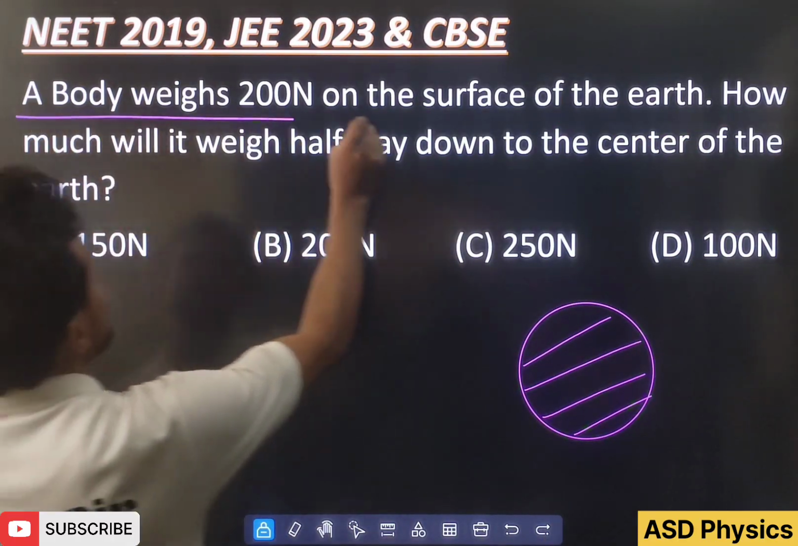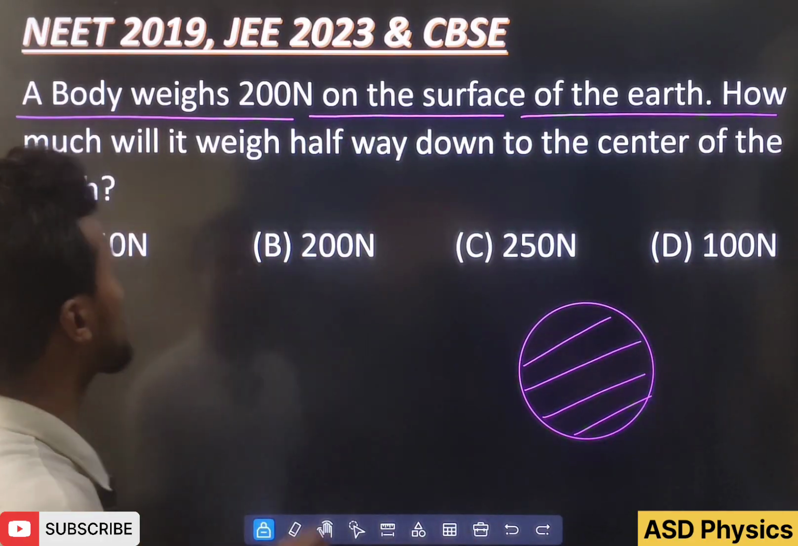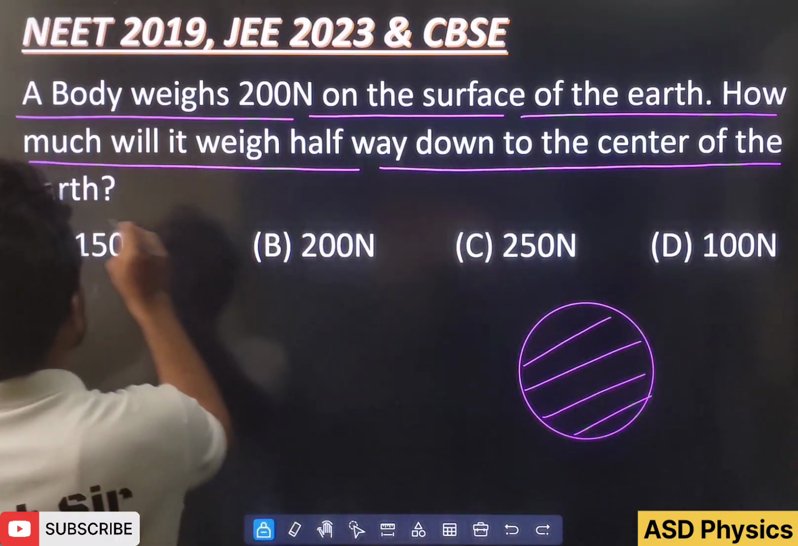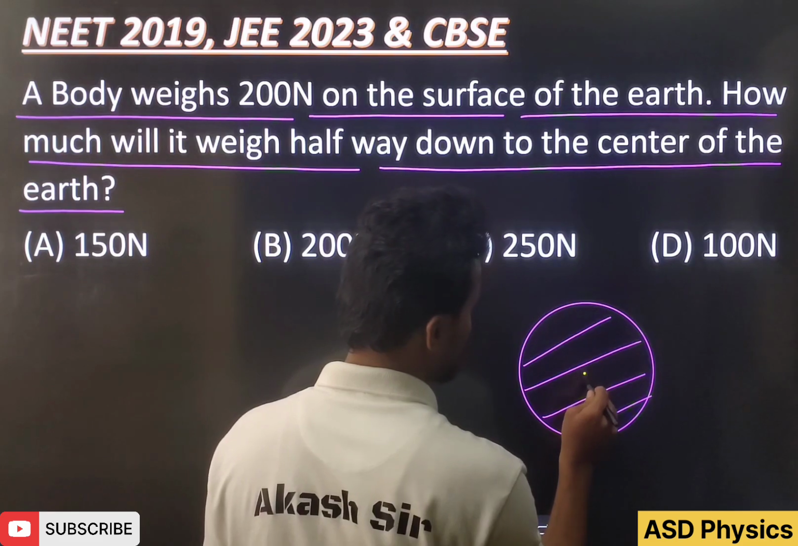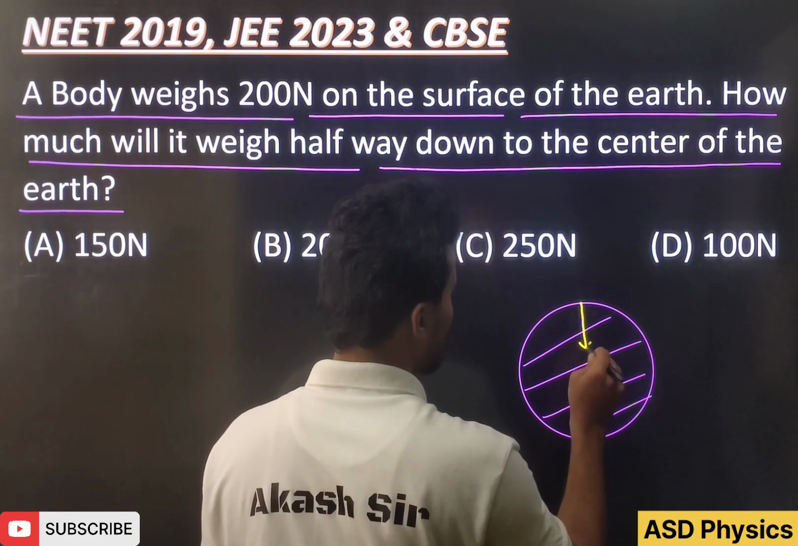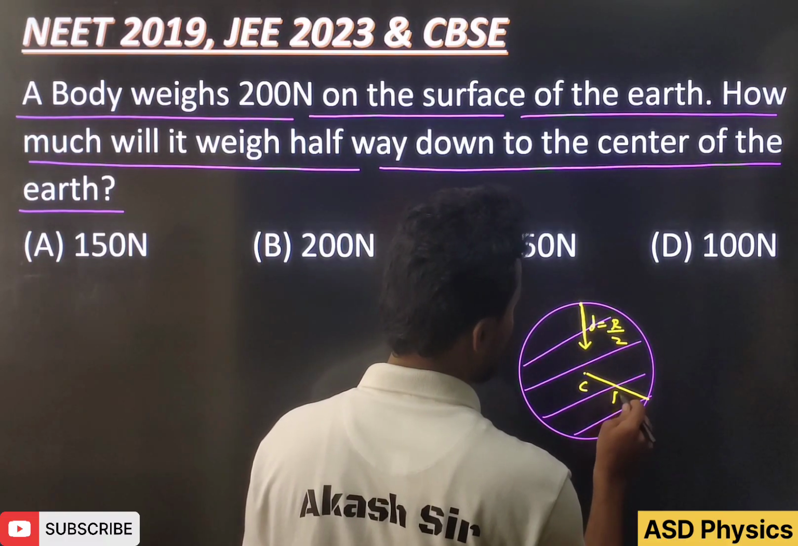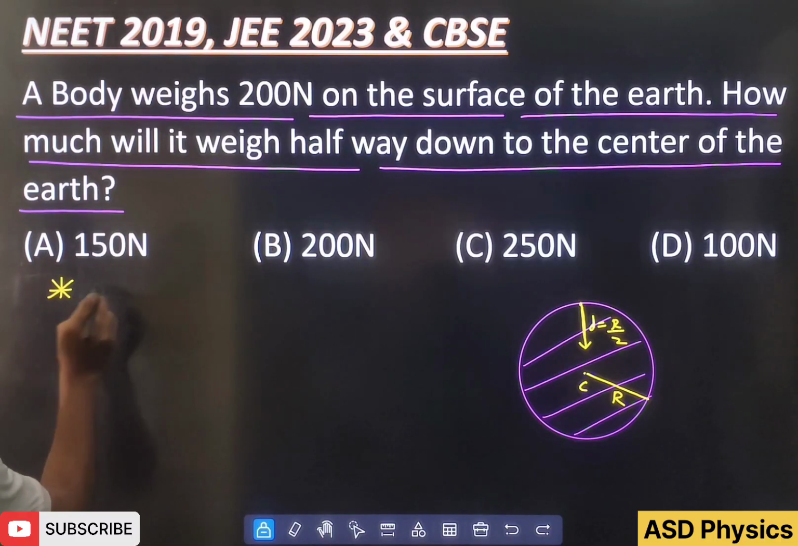Now let's see the next question. A body weighs 200 Newton on the surface of the earth. How much will it weigh halfway down to the center of the earth? So towards the center of the earth, let's take this is the center of the earth, and we have gone halfway down. Let's take this much we went. So d equal to R by 2, and the radius of the earth is R.